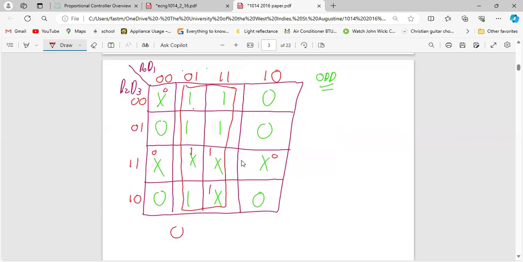Alright, so the output for odd, same idea. So what's common, right? We know nothing in D2, D3 is common because it's constantly changing for this one here. Different, different, different, different. So we know the answer is going to come from on top here. Alright, so looking at this on top here, you have 1 and 1. So that'll just be D1. Can't be D0 because it changes. Right? And that's for odd.